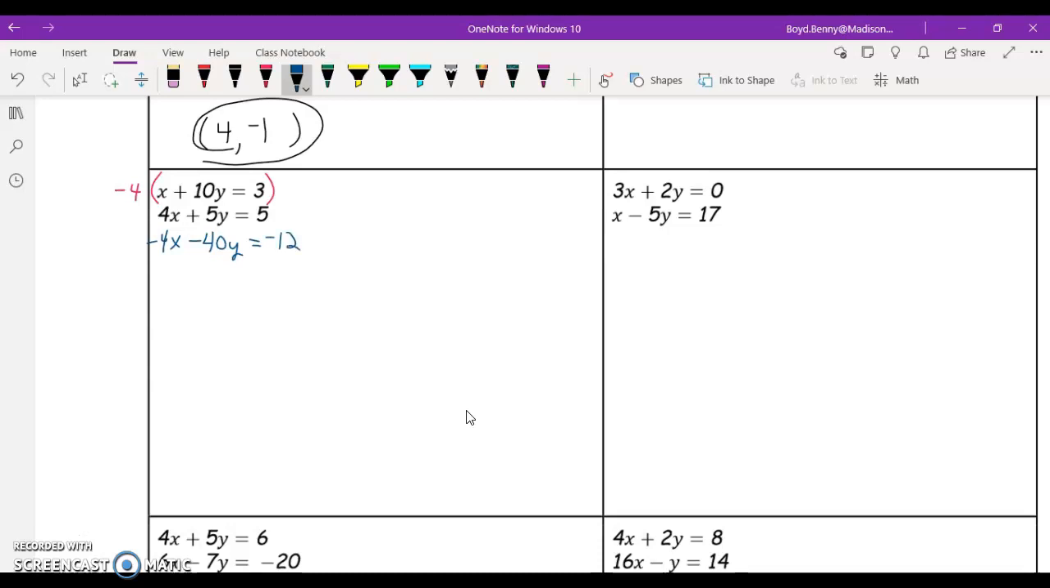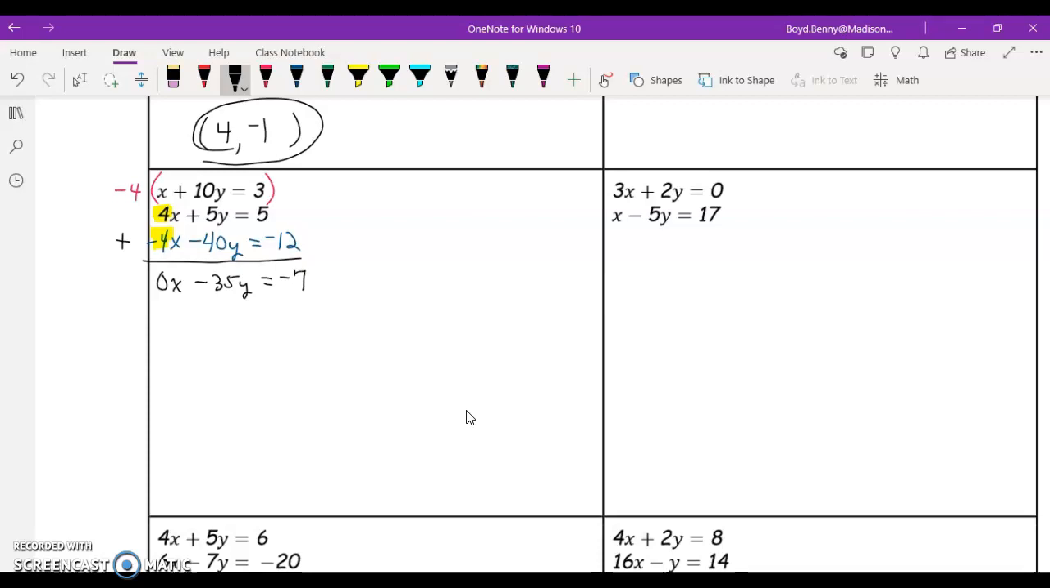So now I want to ask myself, do I have additive inverses here? And here I see that I do. I've got a positive 4 and a negative 4. And remember, we kind of designed it that way by multiplying by a number. Okay? So let's add these together and eliminate the x value, the x term. So 4 minus 4, that would give me a 0x. 5 minus 40 would give me a negative 35y. And I've got 5 minus 12, which is going to give me a negative 7.